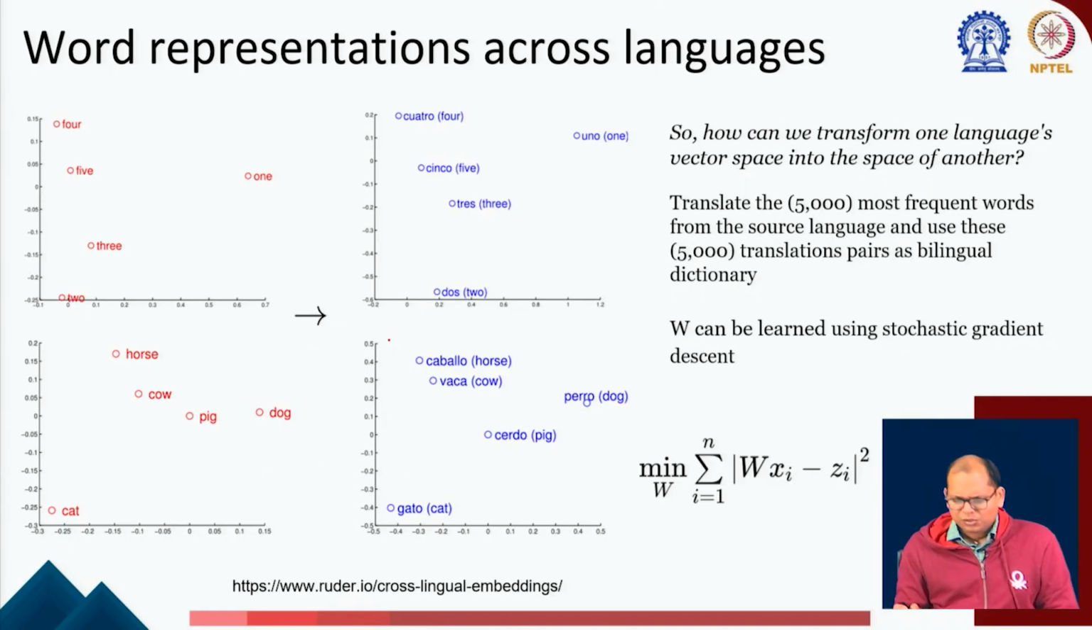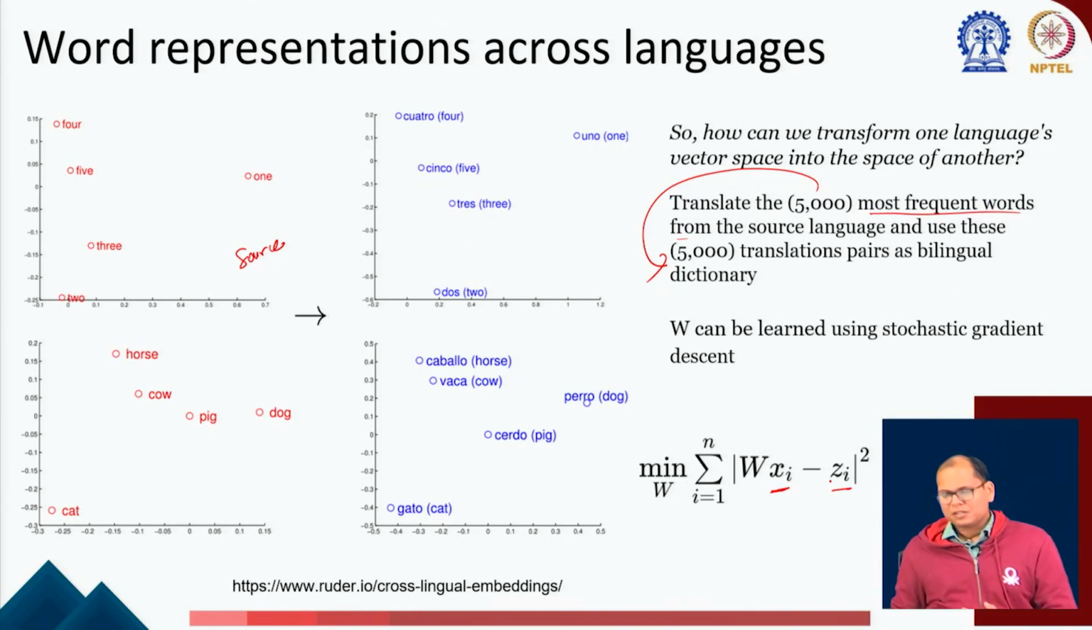So, the simple idea that came was that, okay, let us say I take some 5,000 or so most frequent words from the source language, and let us say in a dictionary I have a translation for these words. So, I have a bilingual dictionary where for these 5,000 words I have a translation from source to target, right. Now, what I can do, I say, okay, now each of these words, let us say a word xi in the source and zi in the target. I have the embeddings because they are already learned. Now, I am just trying to learn a mapping, or I want to translate this embedding into this.